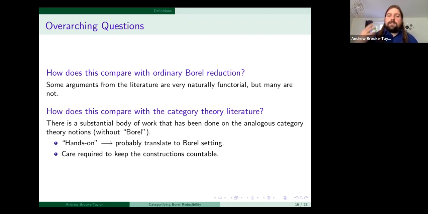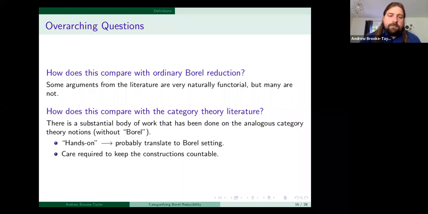Because frequently these constructions from the category theory literature are hands-on. If you've worked with Borel reducibility at all, or descriptive set theory in general, there's this kind of Church's thesis for Borel, which says any definition you make in a reasonably hands-on way is going to be Borel. So because these are hands-on definitions that the category theorists in the 60s were writing down, they do in general give you a Borel mapping.